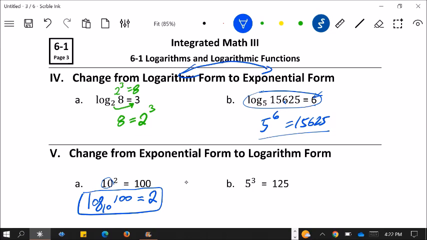For the next one, we'll do the same thing. This is the base, base 5. The number you're going to get as a result is with it, but the exponent goes on the other side.